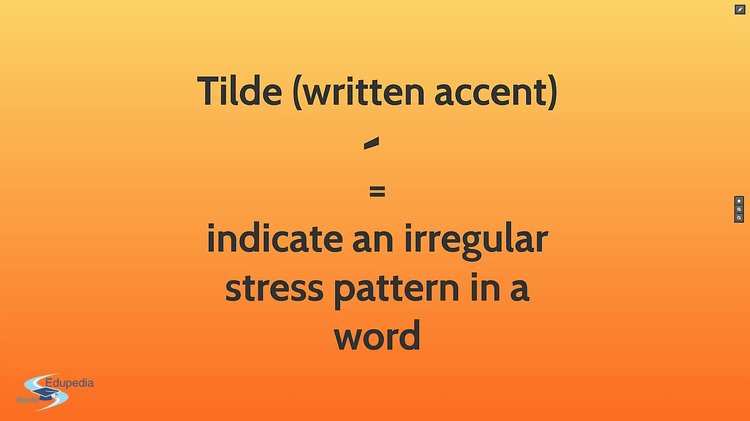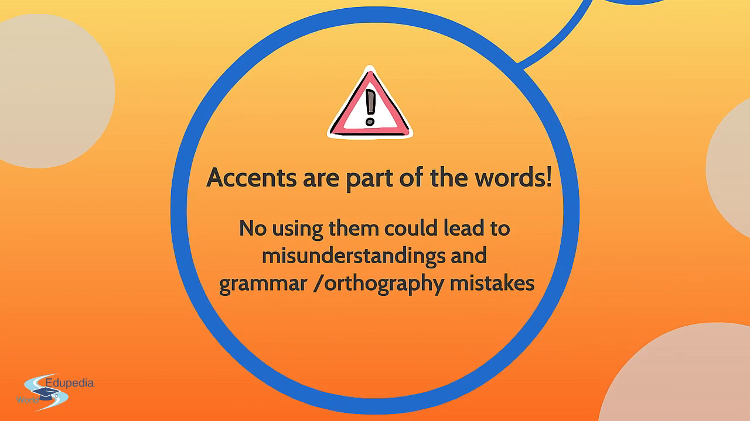So every word has an accent, but they don't necessarily have a tilde. That means that when you see a word, you have to put the emphasis wherever the accent is. You will learn it as you learn words, but when you see a word with a tilde, you have to put the emphasis there, because the same word with or without tilde might mean different things. So you have to be aware that accents are part of the words. You cannot take them off. Not using them could lead to misunderstandings and grammar and orthography mistakes. So you better try to memorize the words with their accents, their tildes.